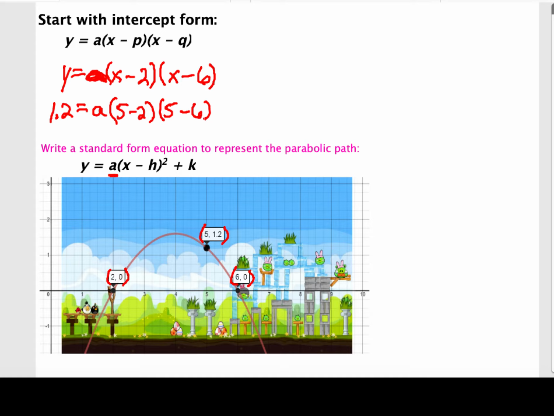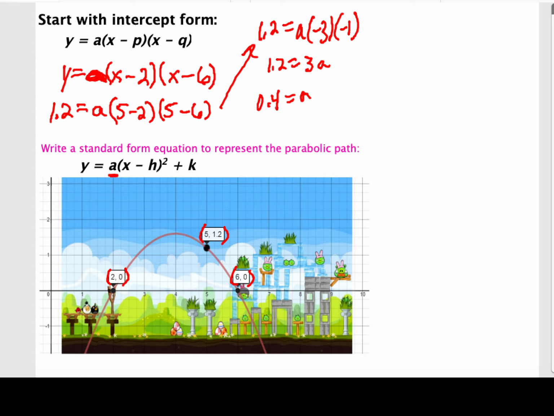And let's find what that a would need to be. So let's do a little work. I'm going to go up here. We've got 1.2 equal to a times, we've got -3 and -1. So again, 1.2 essentially equals 3a, and a is going to equal 0.4. Now I have a slight problem with that, so I need to take another look at my numbers.